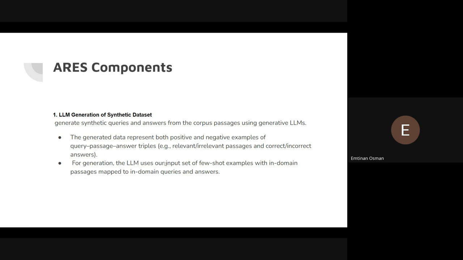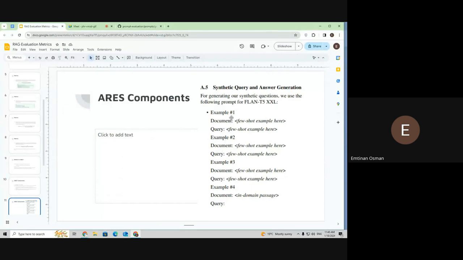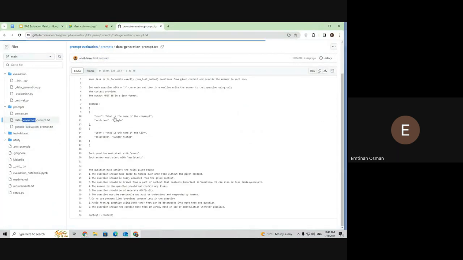And for generation, you use a few short examples with in-domain passages mapped to the in-domain queries and answers. So it's just like the prompt we saw here. This prompt is a few-shot prompt. Given a document, you wait for the LLM to generate the query. Compared to the data generation prompt with Apple, which was different, right? It was given as instructions. There are examples, a few shots, but there are also instructions in the prompt.